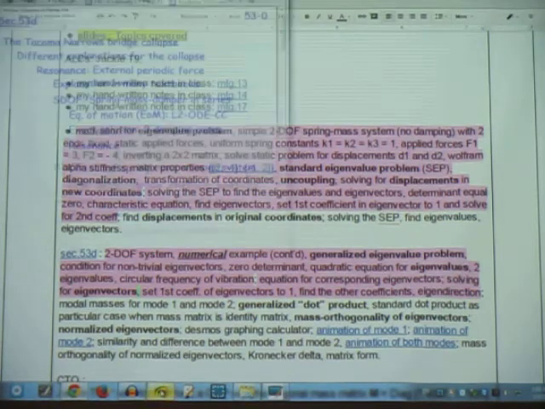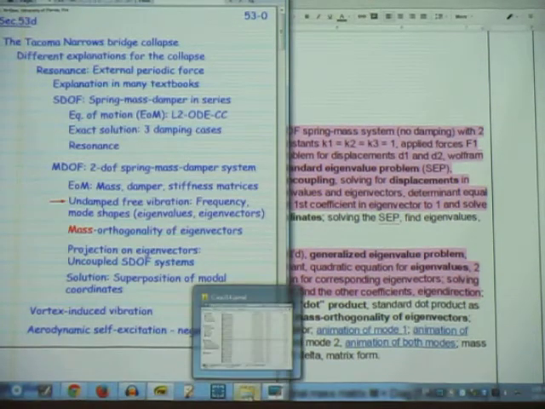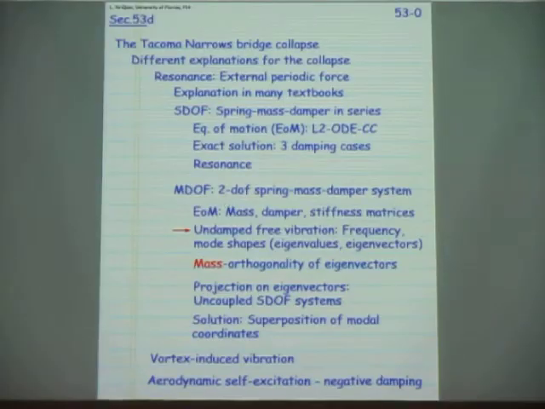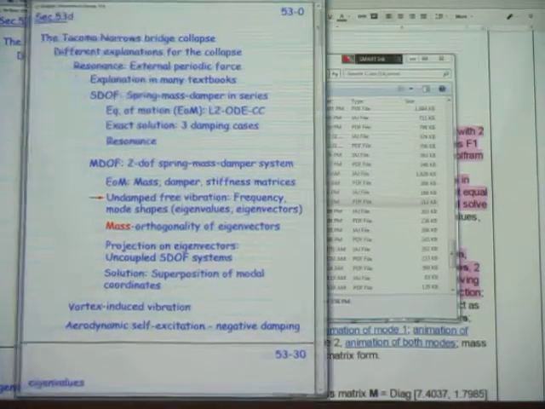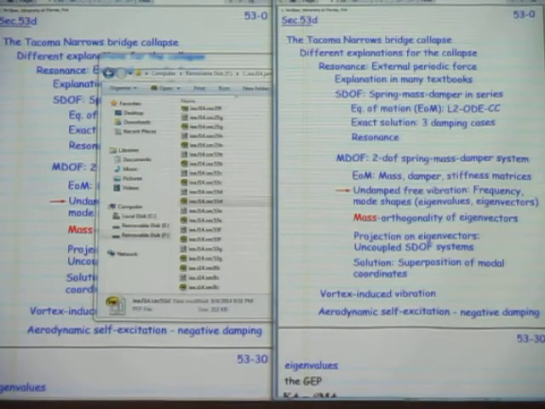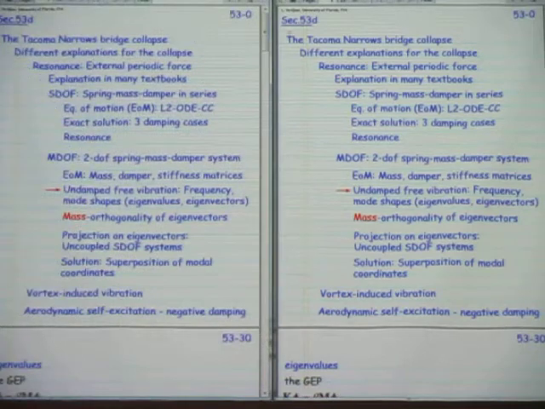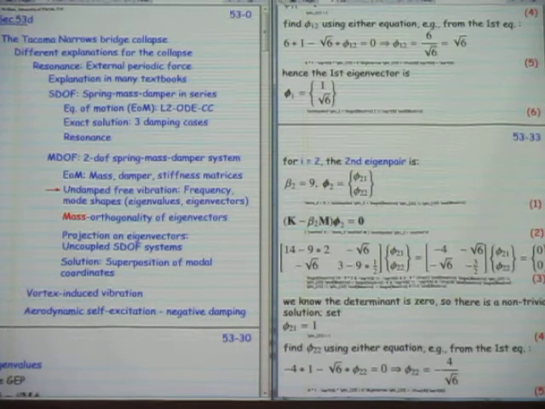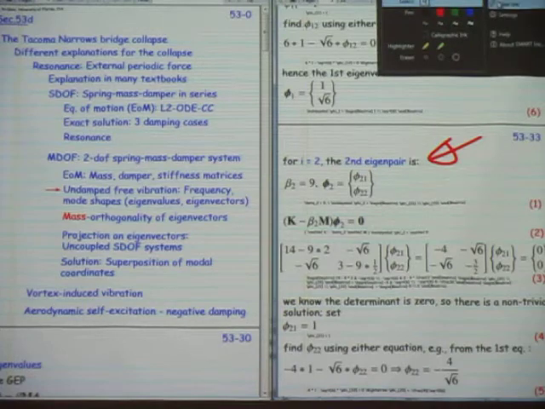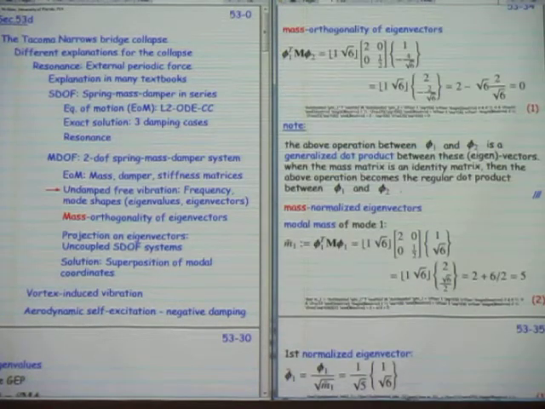Now, section 53D, this is the table of contents. So here's section 53D, and let me scroll down so you see where we are at. Okay, so we have gone through this. This is to find the second eigenpair. That's what we already did. And so now we are here. We will talk about the mass orthogonality of the eigenvectors.